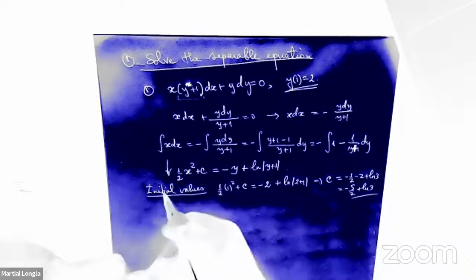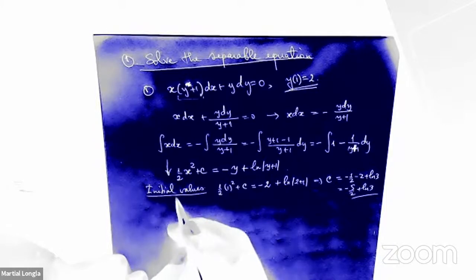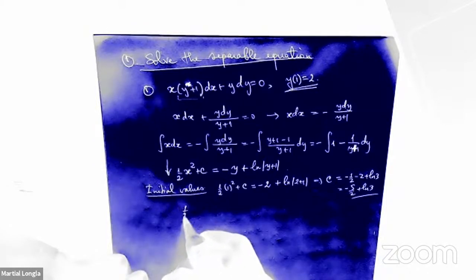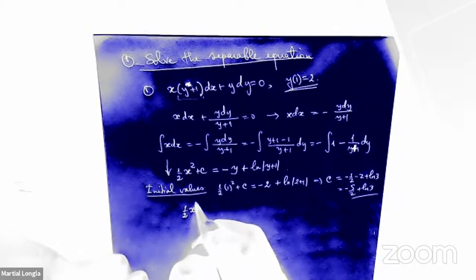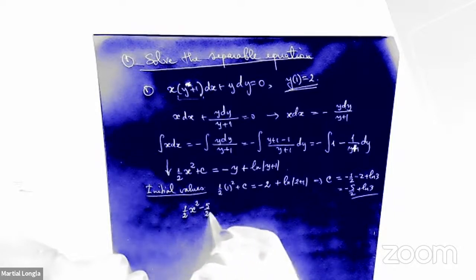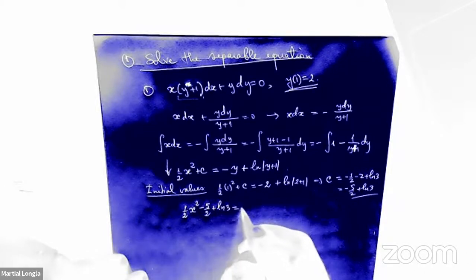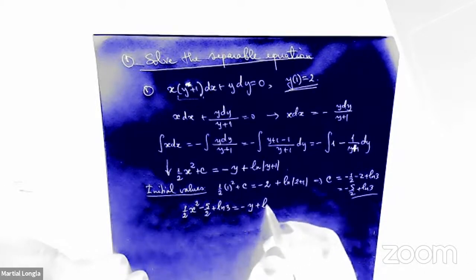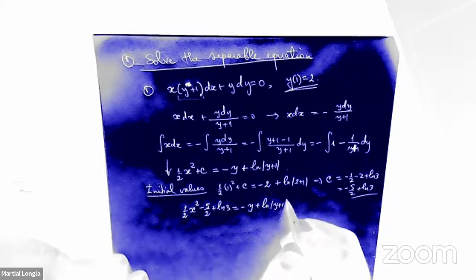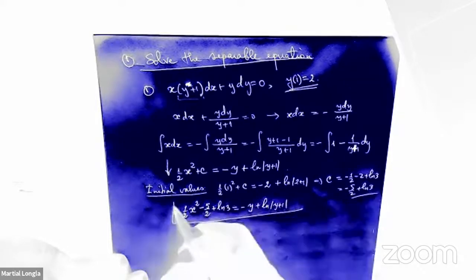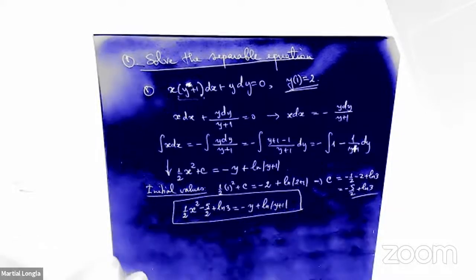And after finding c, you bring it into the equation, because what you're looking for is the equation, not c. So that's 1/2 x squared minus 5/2 plus natural log of 3 equals negative y plus natural log of the absolute value of y plus 1. That's it. So that's the final answer to the problem.